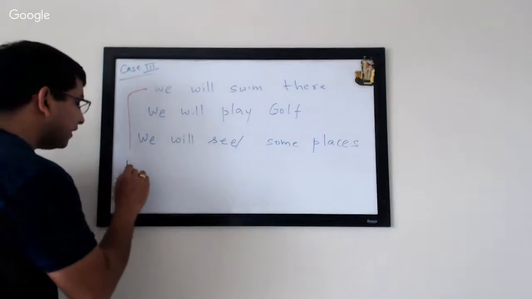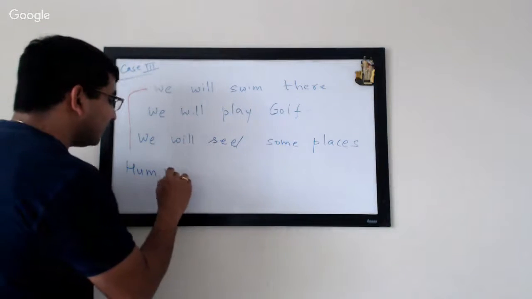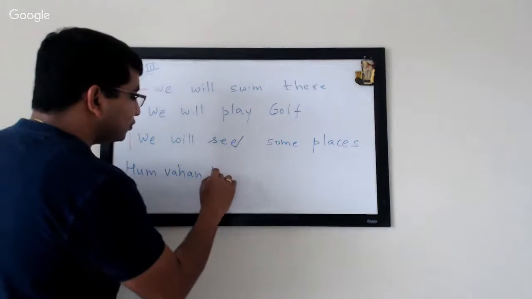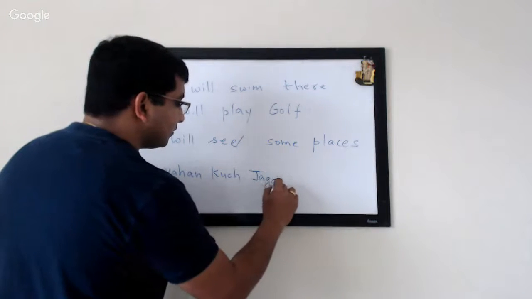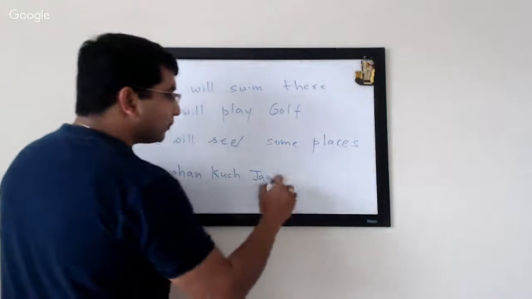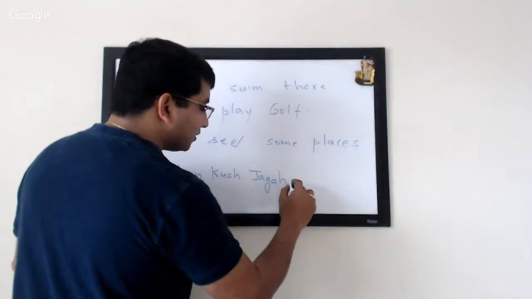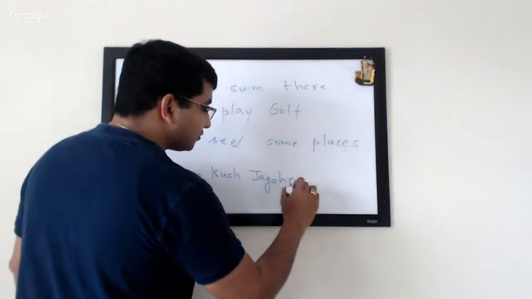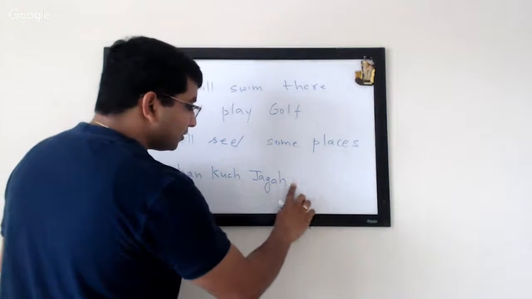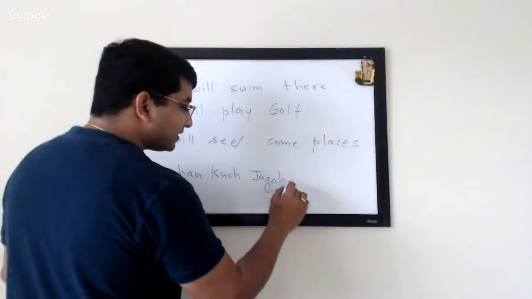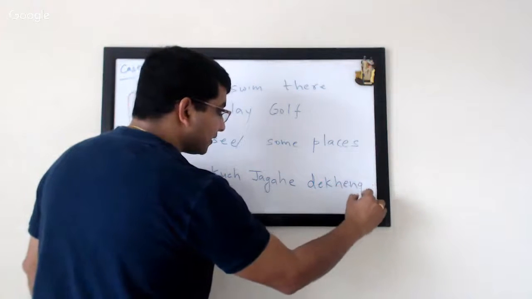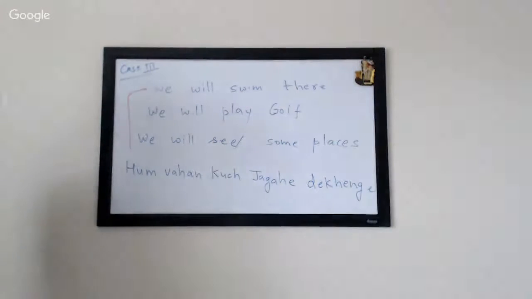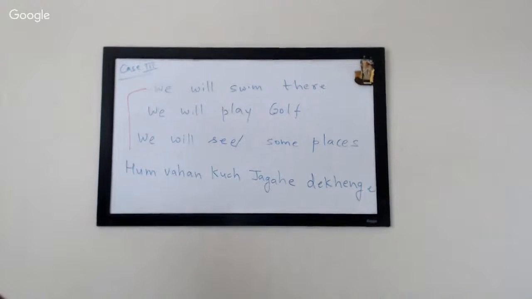So you can say हम वहाँ, as most of you rightly pointed out, कुछ जगह हैं. If you're talking about places, जगह, you will be saying plural. कुछ जगहों, if you're using a postposition. If you're just simply saying places, जगहें देखेंगे. You will be seeing some places.